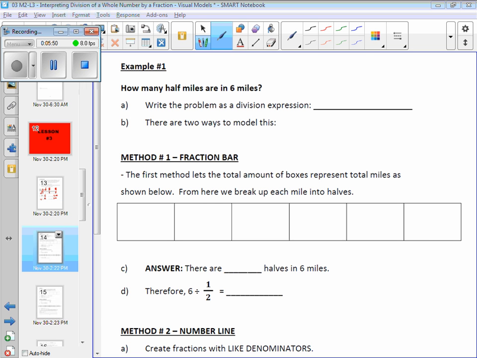All right, first word problem. How many half miles are in 6 miles? So picture 6 miles, and I'm asking how many half miles are in 6 miles. Well, what is that first as a division expression? What divided by what? Karsten. Right, 6 divided by 1/2.